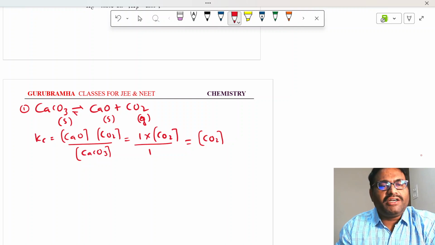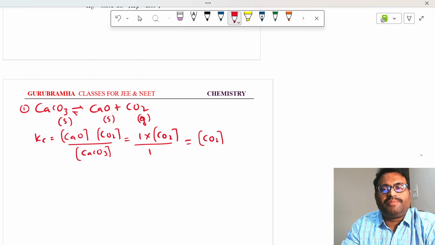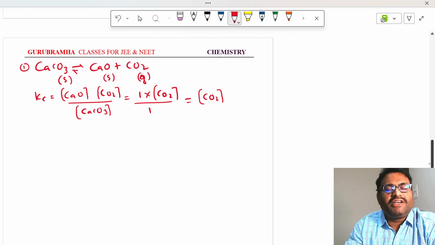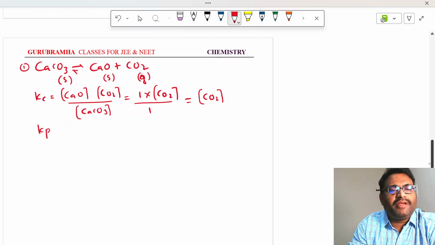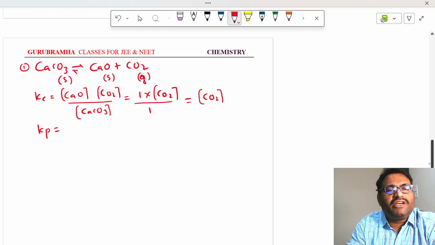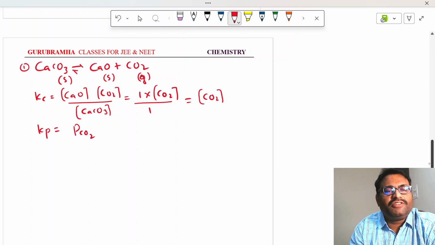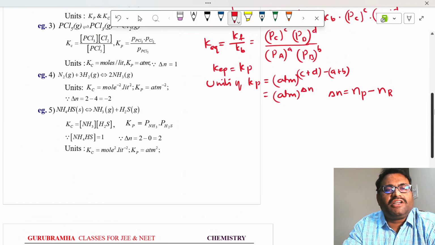How to write Kc and Kp? If I write Kp, CaCO3 and CaO are both solids, so I cannot take their partial pressures. I can take only the partial pressure of CO2. So Kp is the partial pressure of CO2. This is how I write Kp and Kc for this equilibrium reaction. Let us see the next one.